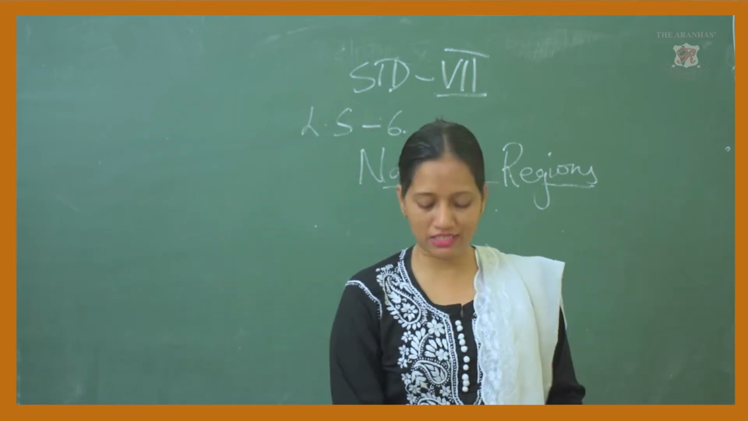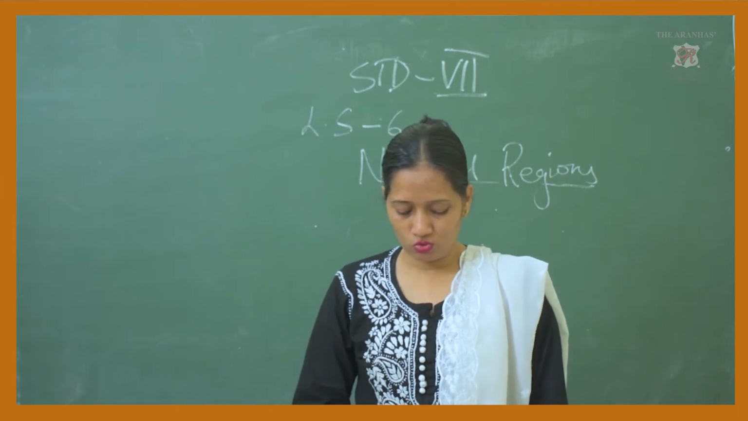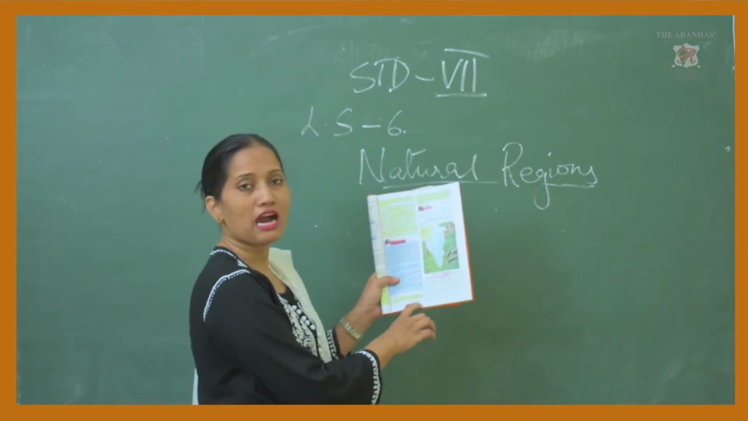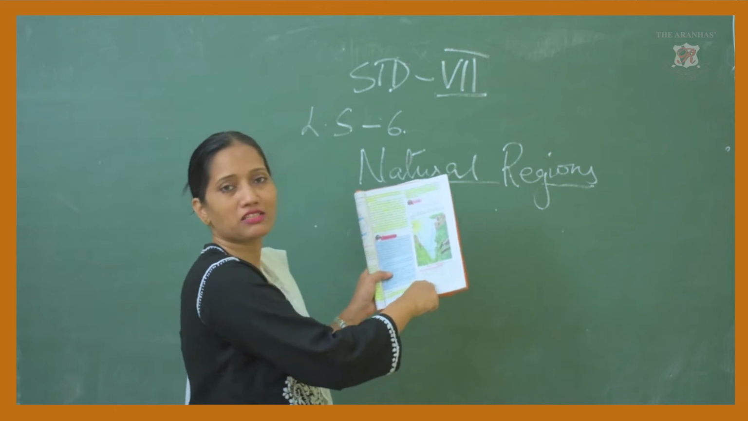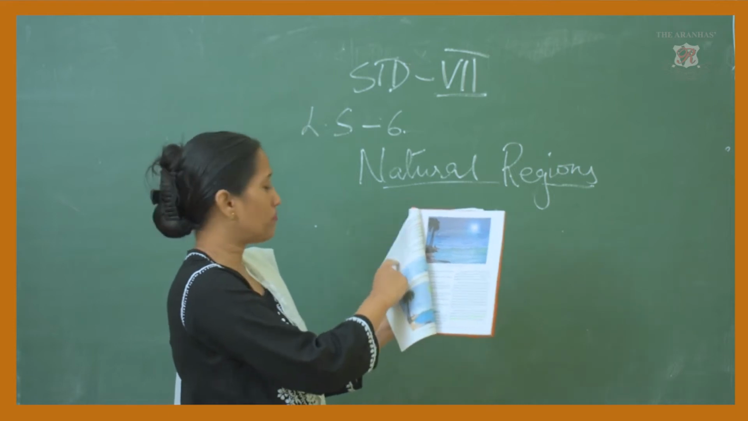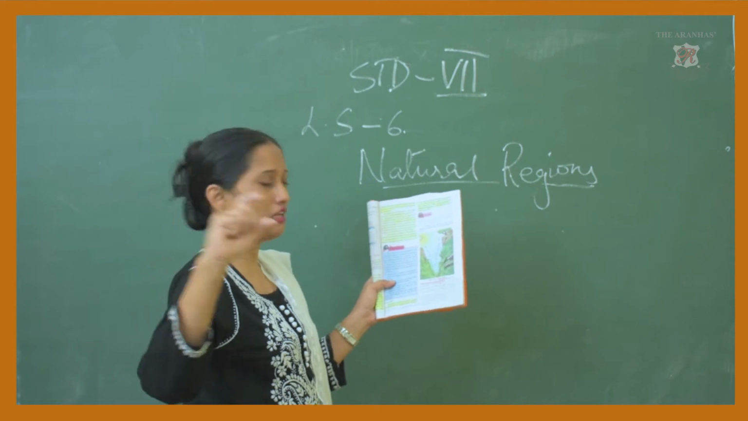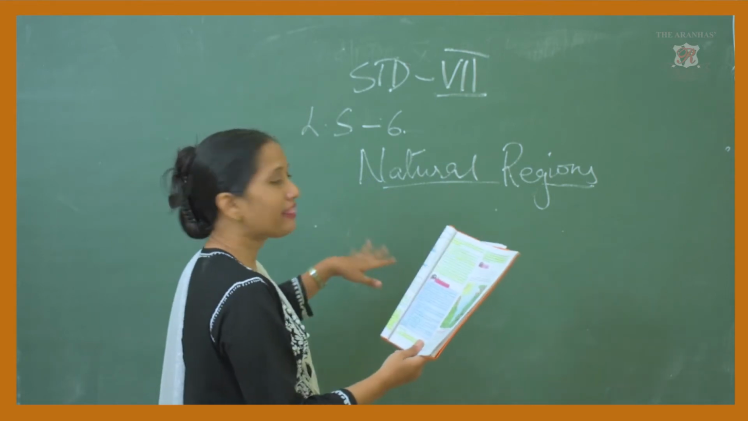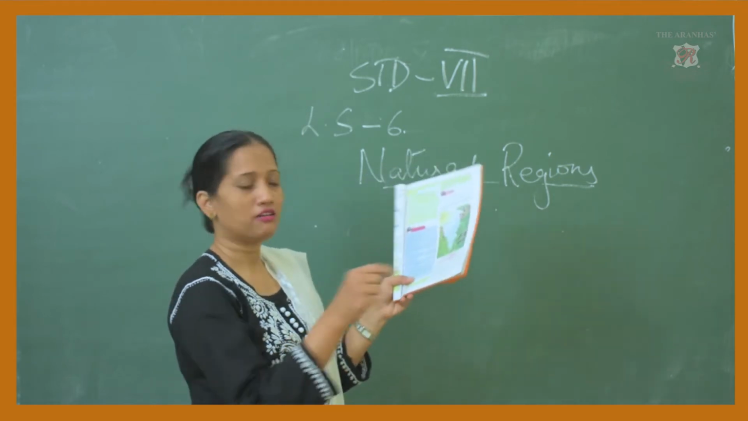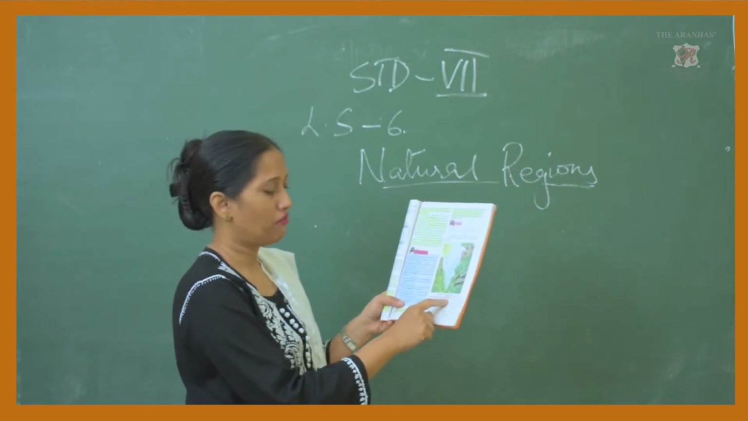But before I start with this chapter, there is one thing I want to tell you. You remember this? On page number 23, I had said that we'll discuss the characteristics of the valley breeze and then the diagram for the mountain breeze. I'm going to give a small explanation for this and then we'll continue with this chapter, natural regions. So if you can get back to page number 23, that is the characteristics of valley breeze.